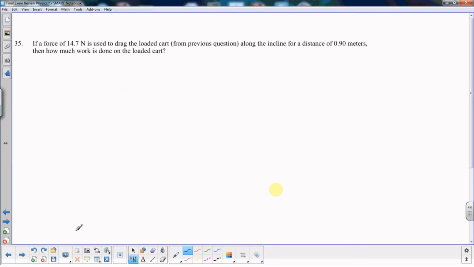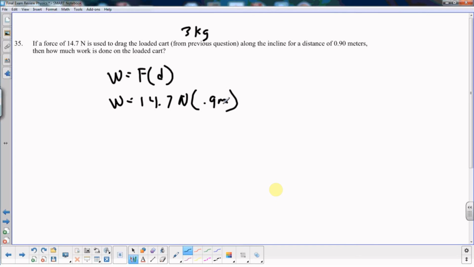A force of 14.7 is used to drag that same cart, which was 3 kilograms, right? 3 kilograms. Along a distance of 0.9 meters, how much work is done on the cart? So now, work equals force times distance. Work equals 14.7 newtons times 0.9 meters. Lo and behold, 14.7 times 0.9, 13.23 joules.